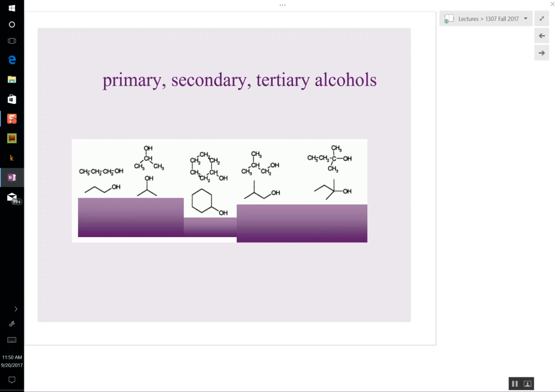Okay, quickly. What is this? Primary. Next one. And what is that? 2-propanol or isopropyl alcohol. Okay, here's cyclohexanol, and what is it? Okay, what about this one?